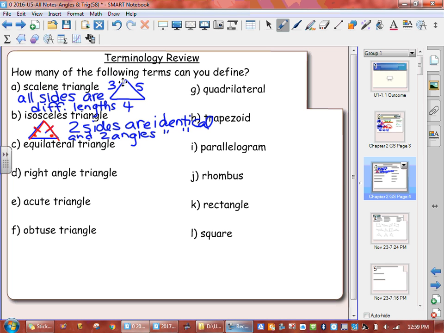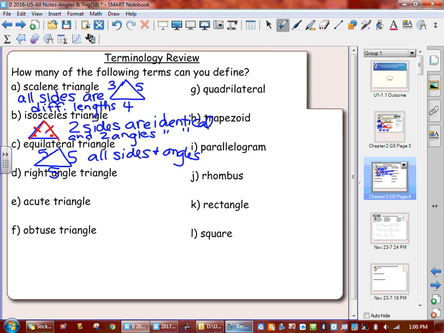So we could have 5, 5, 5. All sides and angles are identical. How about a right angle triangle? Absolutely. It's a triangle with a 90-degree angle in it. And we always show 90 degrees with a little box. So that is a 90-degree triangle.